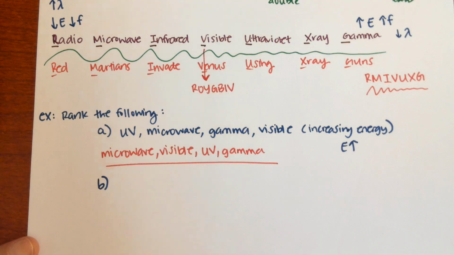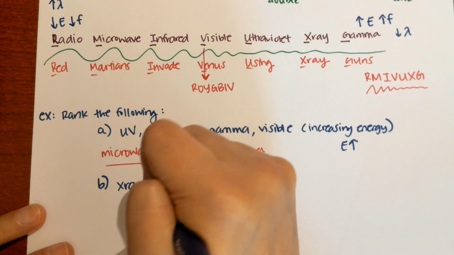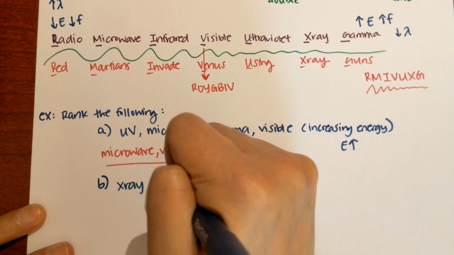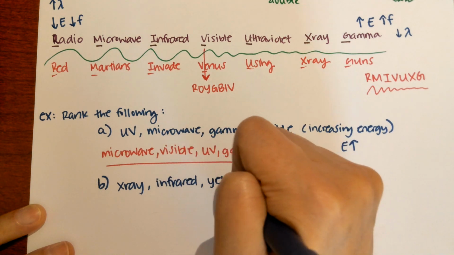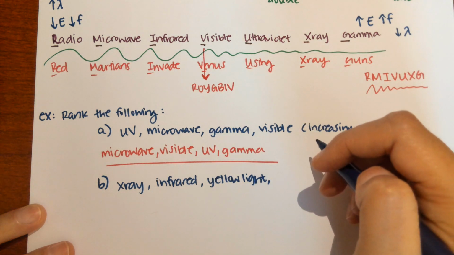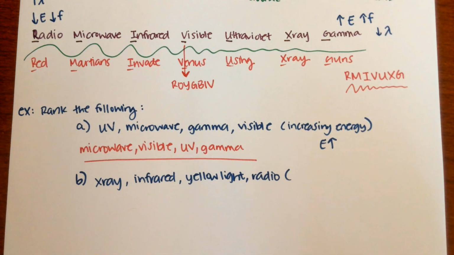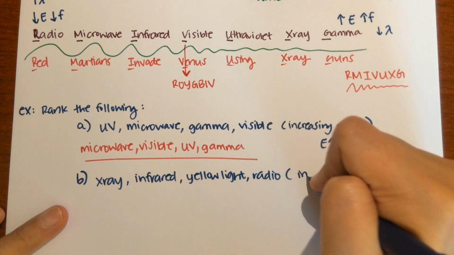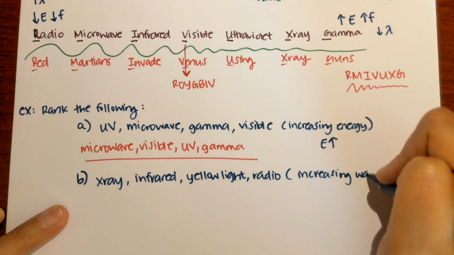Alright, so let's do this one when it comes to wavelength, because wavelength is actually the tricky one based on wording. So let's do X-ray, infrared, yellow light, so I'm adding a color here, and radio. And I'm going to do based on increasing wavelength.